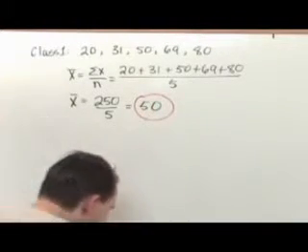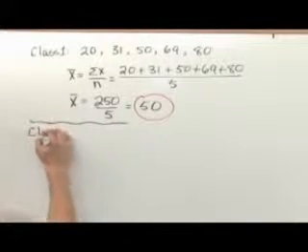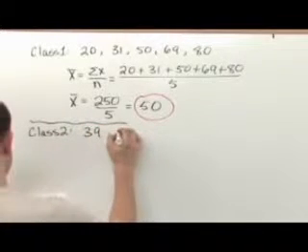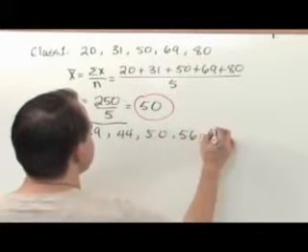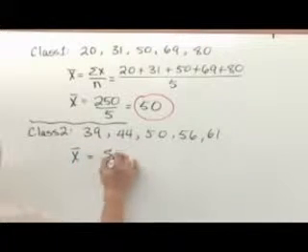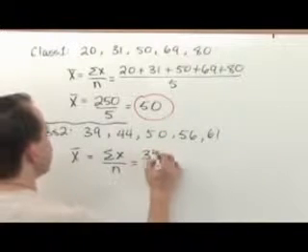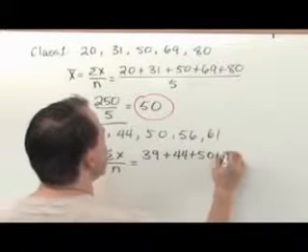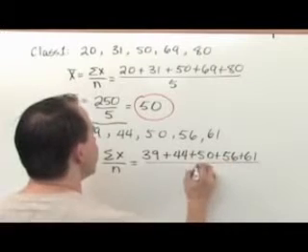Okay? Now, let's go off and look at class number 2. The grades in class number 2 are 39, 44, 50, 56, and 61. Let's calculate the average of these grades. The average value is the sum of the values over the number of values that we have. So it's going to be 39 plus 44 plus 50 plus 56 plus 61, all divided by 1, 2, 3, 4, 5. 5 grades.